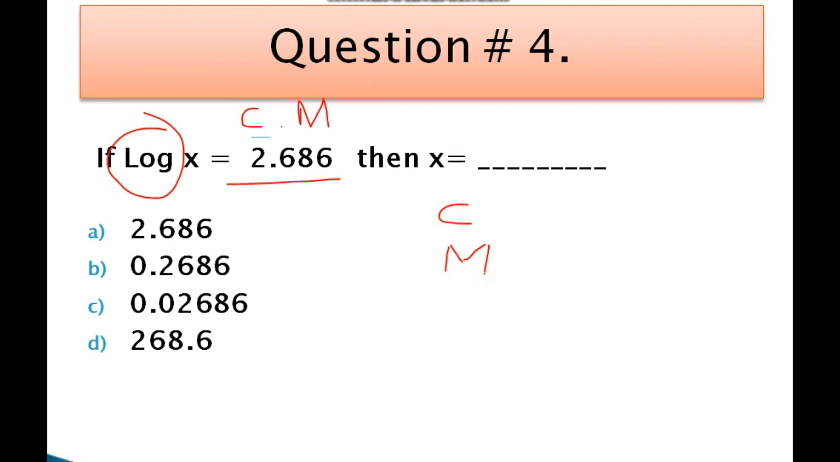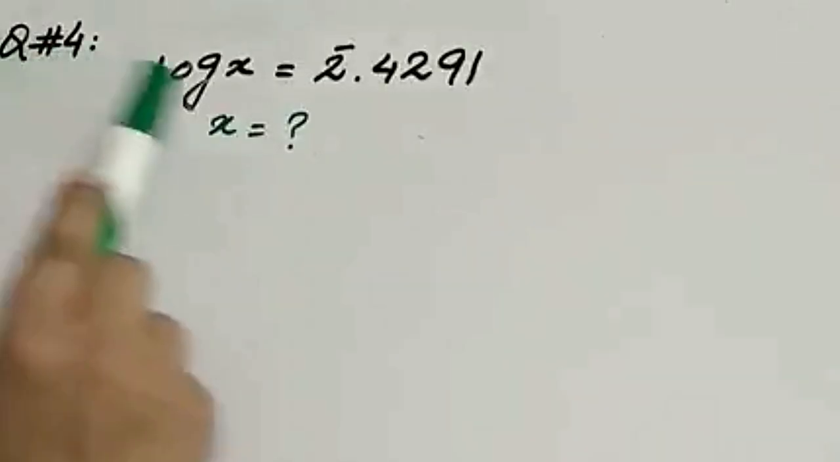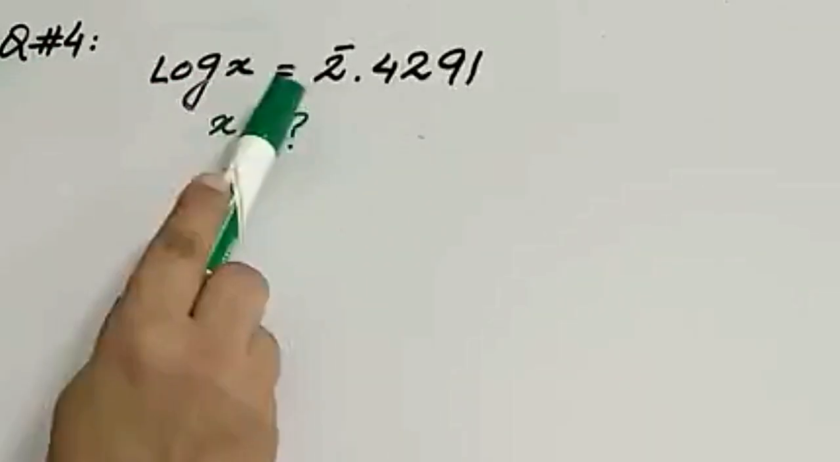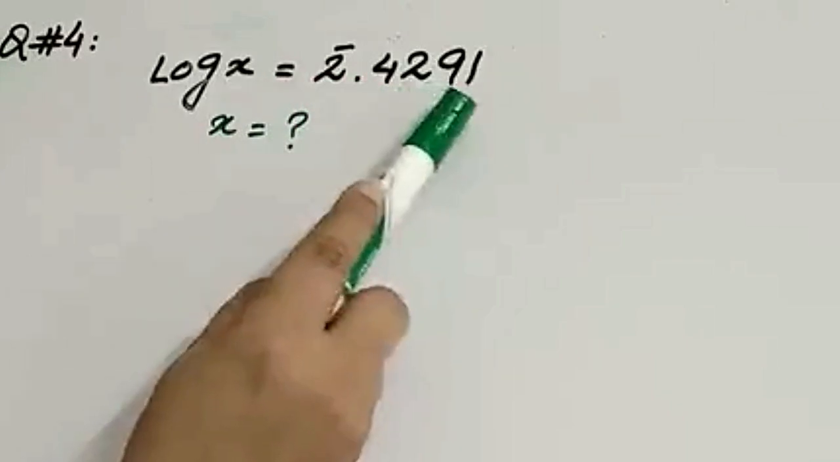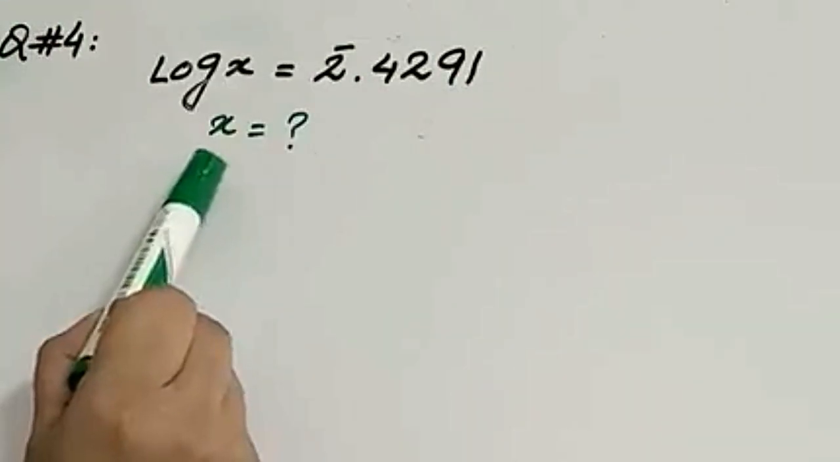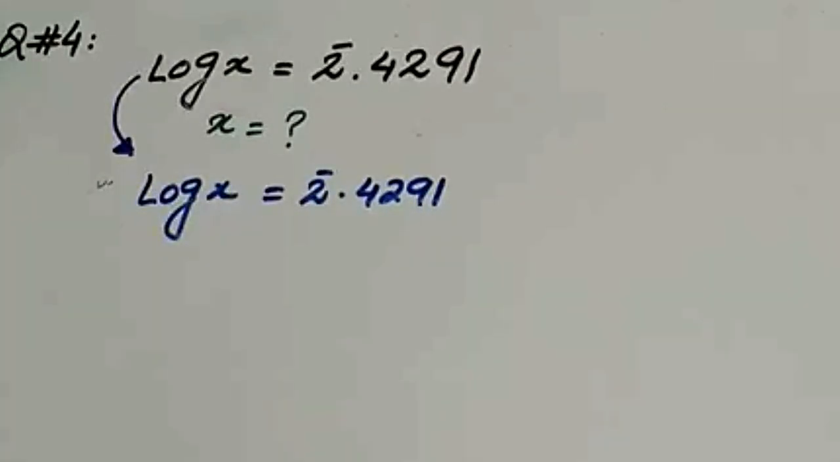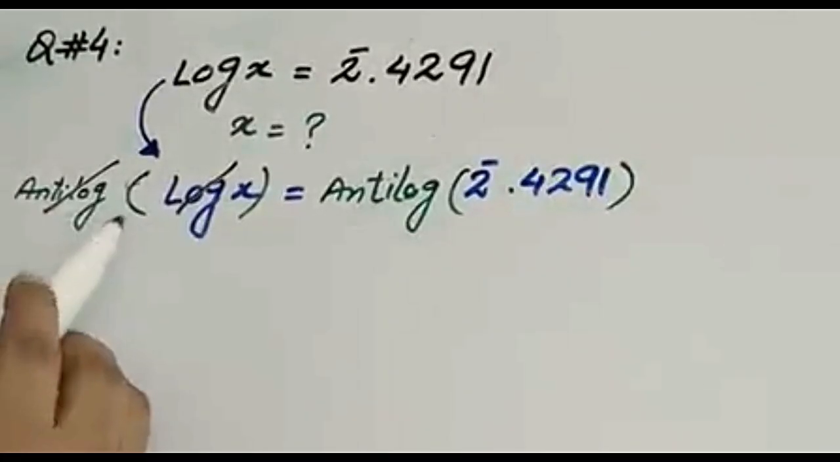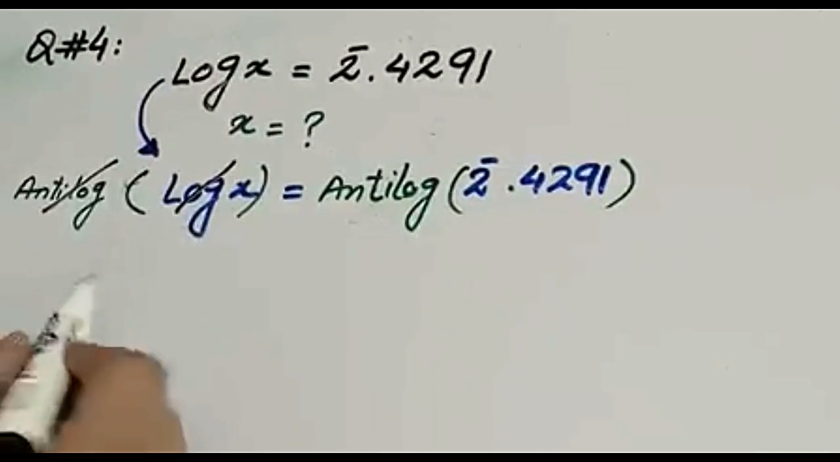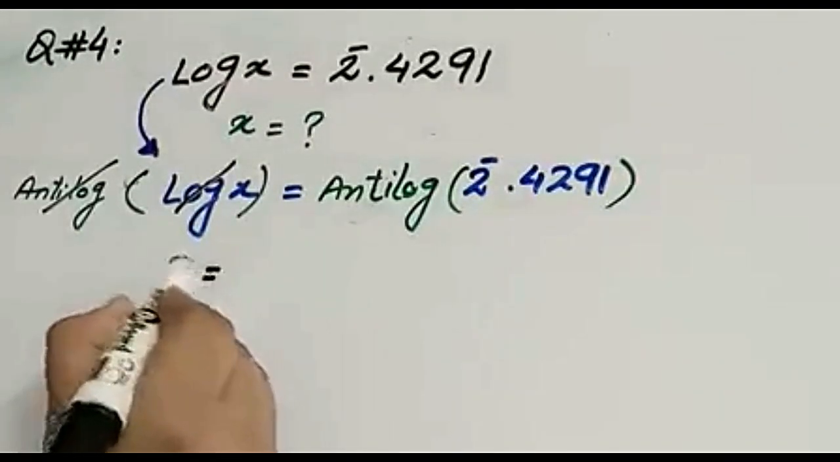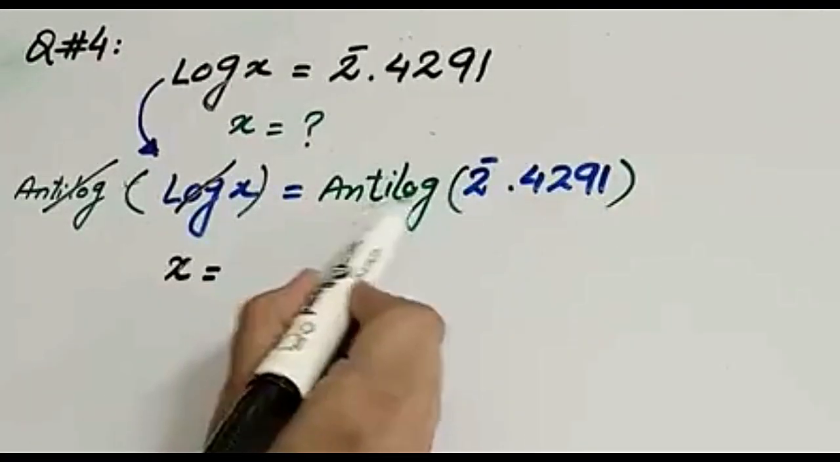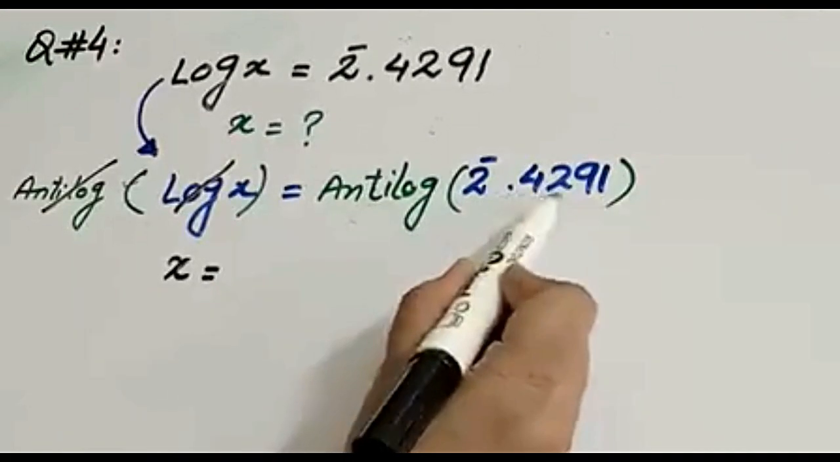So it is already in the c dot m form, separate characteristic and mantissa, then take anti-log. Here in question number 4, log x is equal to 2 bar 0.4291 and we need to find out the value of x, so we are going to take anti-log on both sides. Now log and anti-log both cancel, so remaining will be x over there, and now we are going to find out anti-log of 2 bar 0.4291.